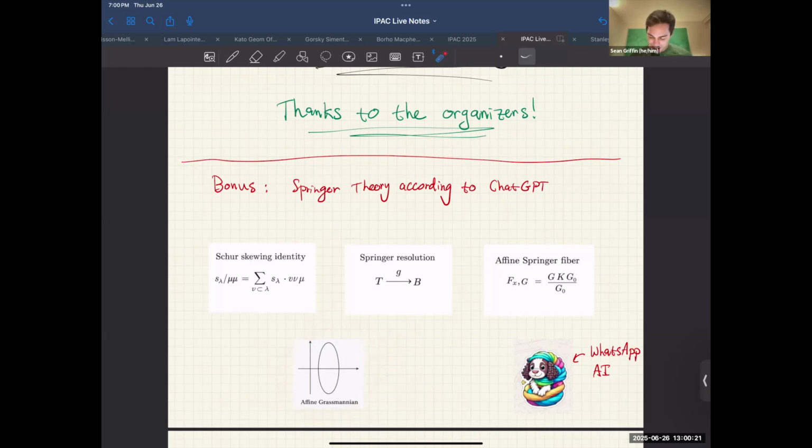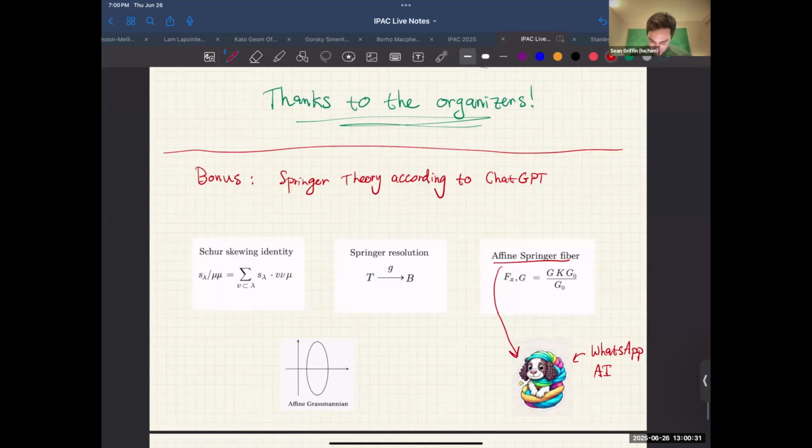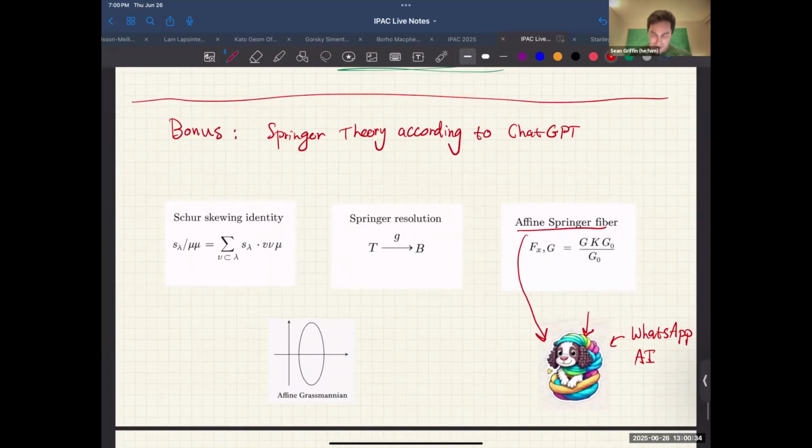And then just as an extra, I asked WhatsApp AI stickers to generate an affine Springer fiber, and this is what it came up with. I think that's yarn wrapped around a puppy. So yeah, if anyone understands why, just let me know, please.